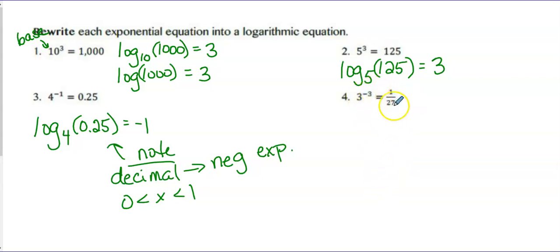3 to the negative 3 equals 1 over 27, and you remember your properties of exponents. If you have a negative exponent, then you put a 1 in the numerator, and the 3 cubed is going to be in the denominator, and 3 cubed is 27. So that's going to be log base 3 of 1/27 equals negative 3. Again, this is a fraction that is greater than 0 and less than 1, and it results in a negative exponent.